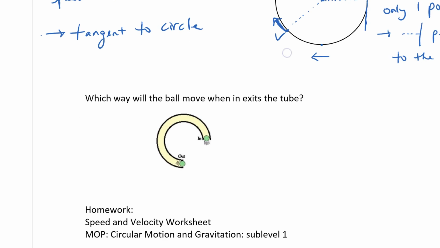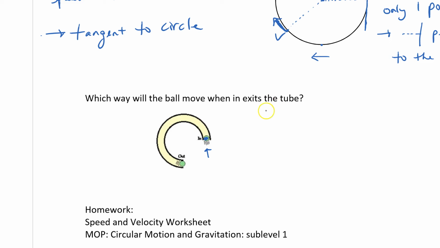All right, almost done here. It says, which way will the ball move when it exits the tube? So I imagine this is a little golf ball, mostly because I like golf, and let's say it's shot inside this tube, which is curved somehow. It goes in this way, and then it's caused to curve, and then it shoots out here. And the question is, when it leaves the tube, which direction is it going?